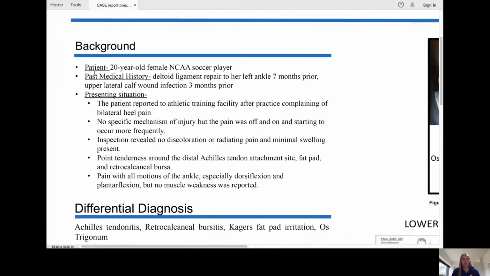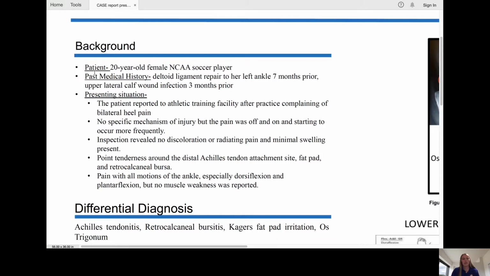Some background on the patient: she was a 20-year-old female NCAA soccer player, had a history of deltoid ligament repair to her left ankle, and an upper lateral calf wound infection as well. The patient reported to the athletic training facility after practice complaining of bilateral heel pain that was progressively getting worse.